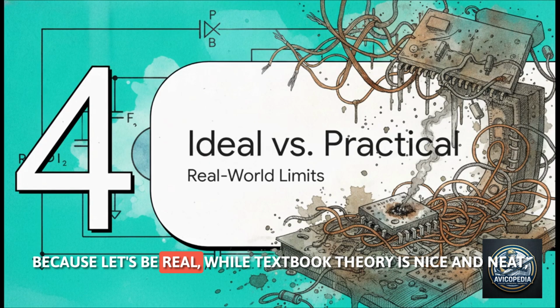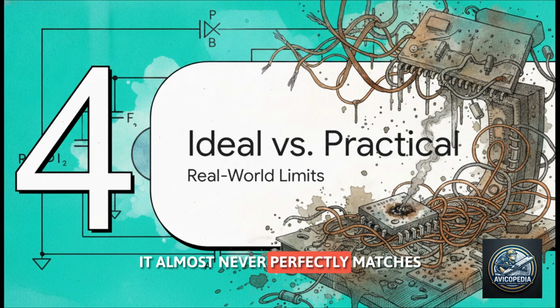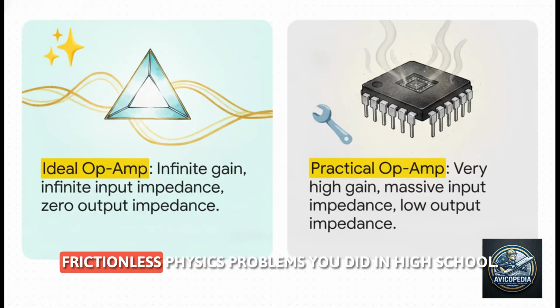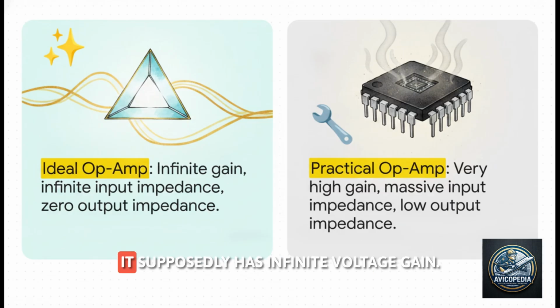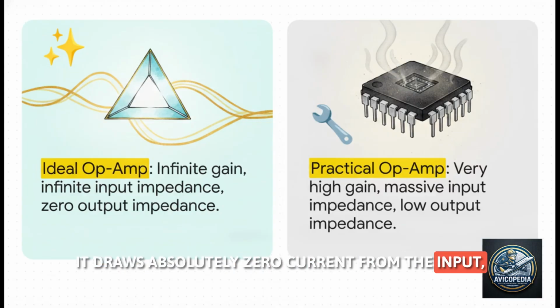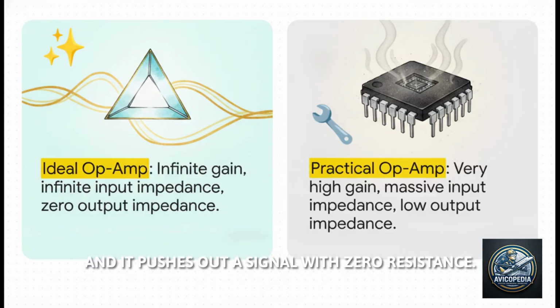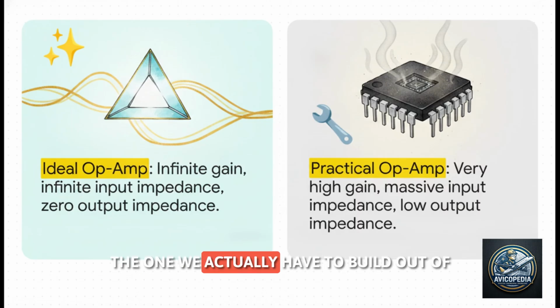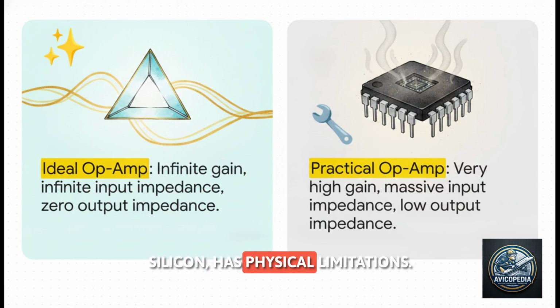Because, let's be real, while textbook theory is nice and neat, it almost never perfectly matches the messy, physical real world we actually live in. In a textbook, an ideal op-amp is kind of like one of those perfectly frictionless physics problems you did in high school. It supposedly has infinite voltage gain, it draws absolutely zero current from the input, and it pushes out a signal with zero resistance.